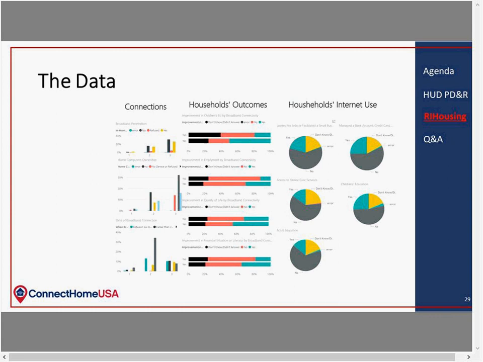But in the more immediate term, we're using it just to identify who is connected and who is not, so that when we start to actually deploy devices and connections through ConnectHome, we make sure we're targeting. Sounds silly, but you don't want to just give away a bunch of computers to people that already have computers or are already connected. You want to focus on the folks who are not connected. And we can do that by collecting this data. We're preparing for our first mini deployment next month.